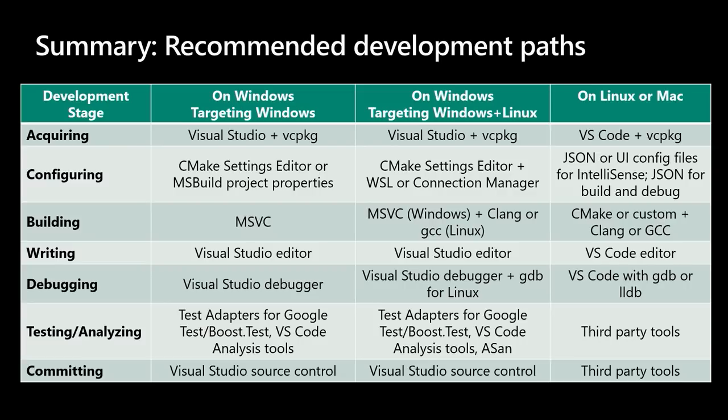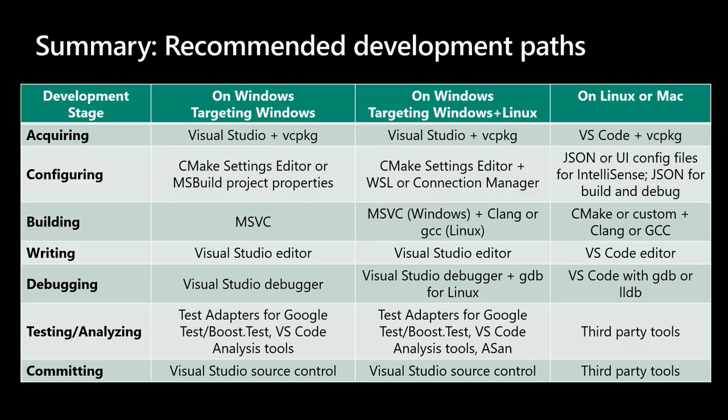OK, so the traditional way of doing Visual Studio development, you're on Windows and you're targeting Windows. So you have the Visual Studio IDE. You have Vcpkg, which we recommend for managing your C++ libraries. You can use either CMake or MS-Build. You have a CMake settings editor. You also have MS-Build project properties. We do recommend using MSVC to compile for Windows. And you can use all the Visual Studio features available. There are test adapters for Google Test and Boost Test. There's code analysis tools that run automatically in the background for your projects in Visual Studio 2019. And there's source control integration in VS as well.